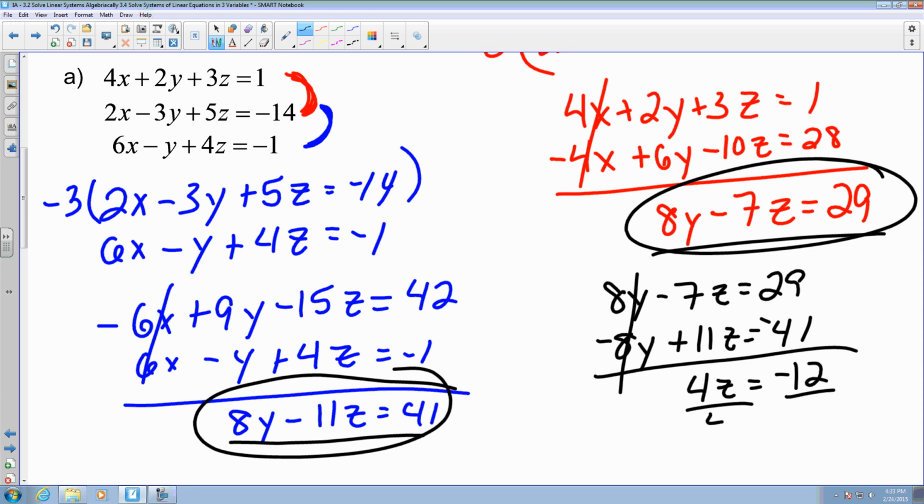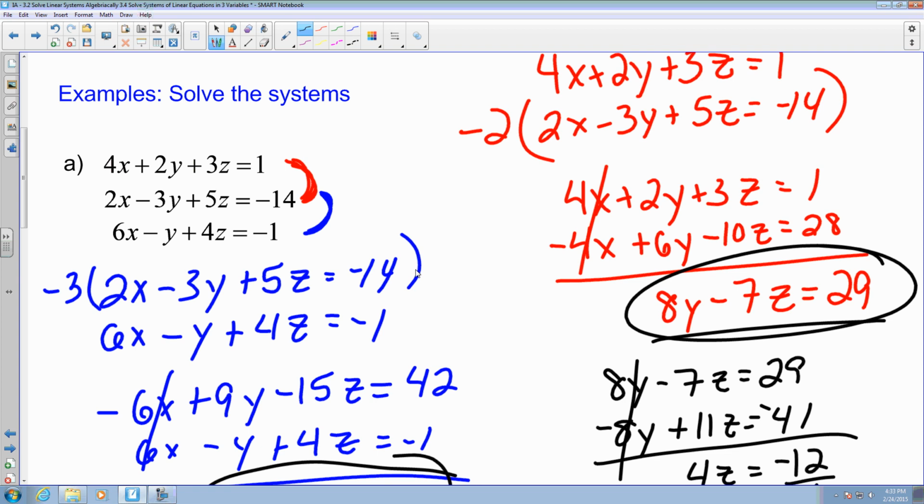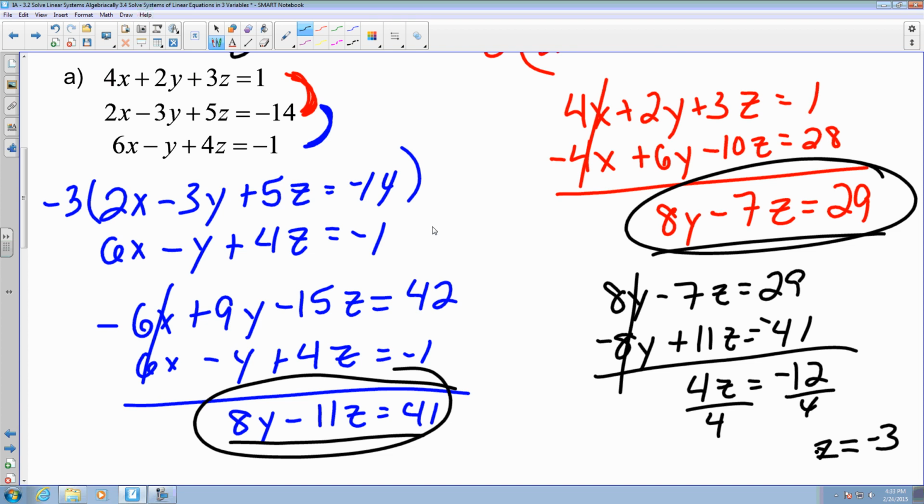And then I just divide both sides by 4, so z equals negative 3. So now what I have to do is look at the first two equations. Now I know that z equals negative 3, I can just plug that into the equations. So what I'm going to do is rewrite the equations with negative 3 in for z.